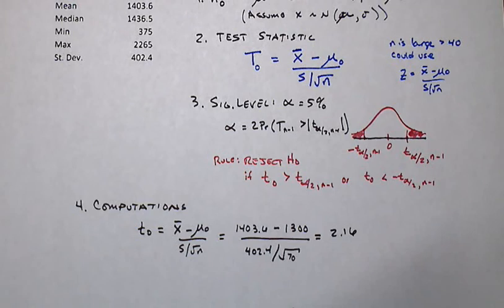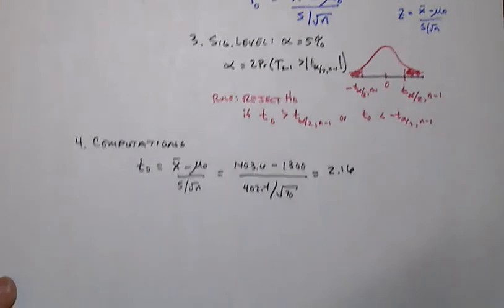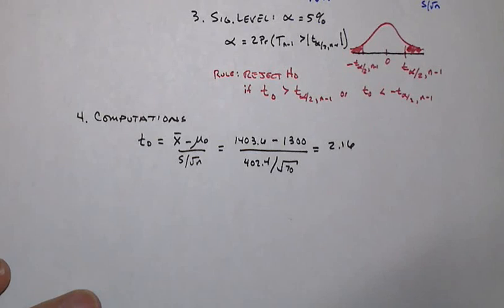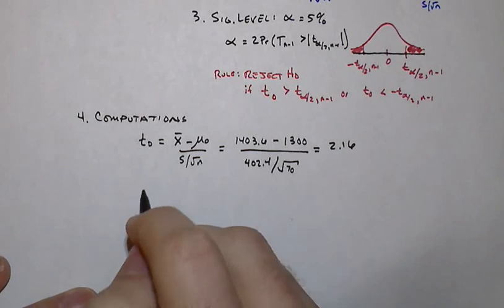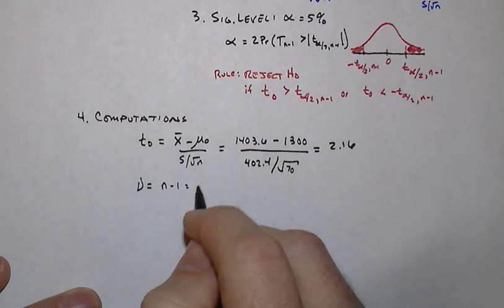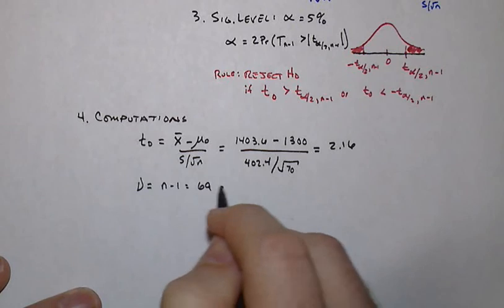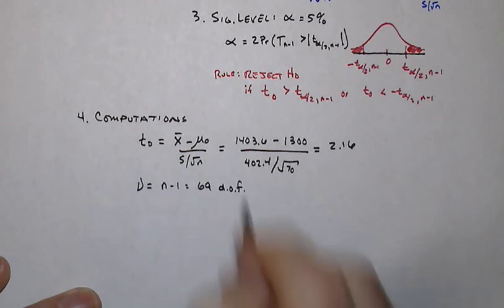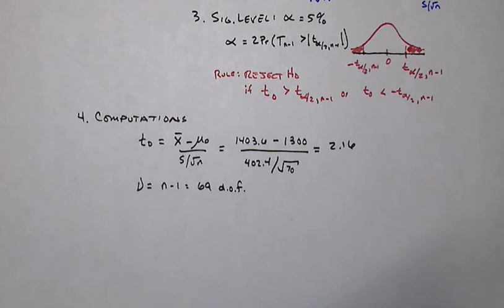And we've got to figure out what to compare that to. And again, when we go into our t-tables, remember we're going to have to deal with nu, which is equal to n minus 1. That's our degrees of freedom here. So we have 69 degrees of freedom that we're working with. That's, of course, pretty large and puts us at the bottom of the table.